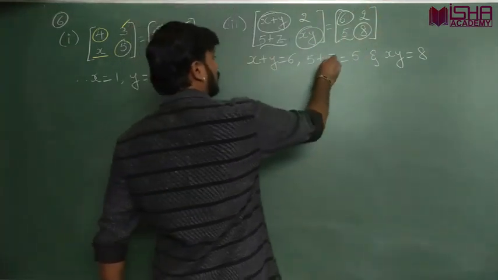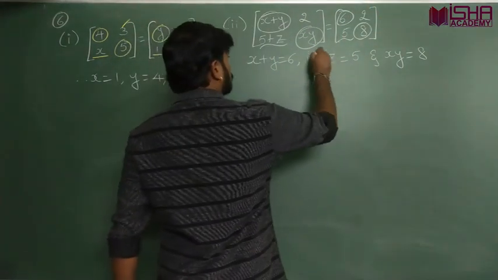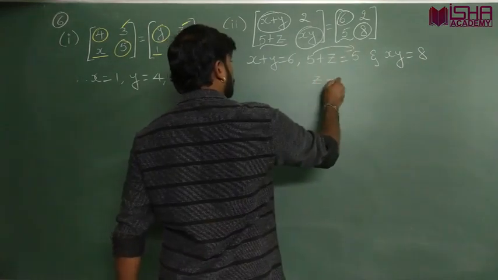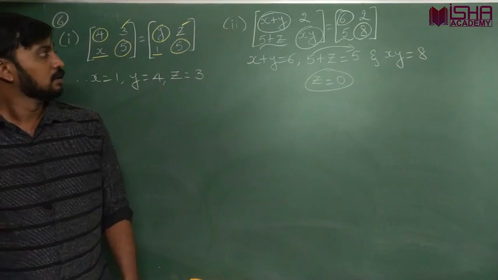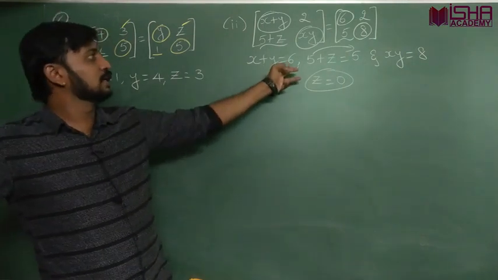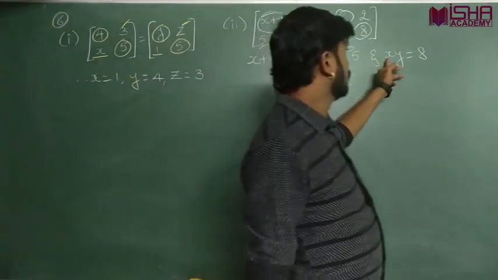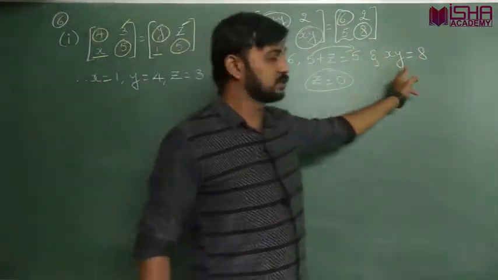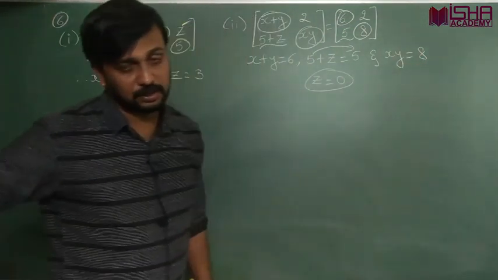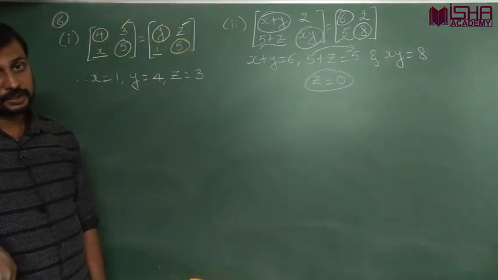Now which value can we find first? z. So 5 minus 5 that is 0. So z equals 0. Now x plus y equals 6 and x into y equals 8. You know the sum, you know the product. How to find the numbers? Tell me, look.